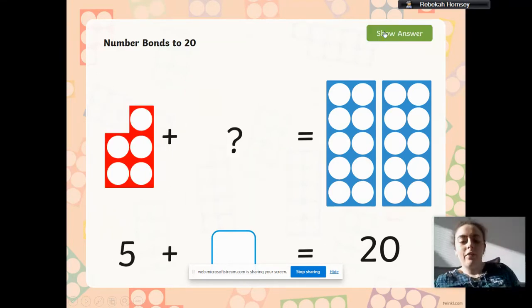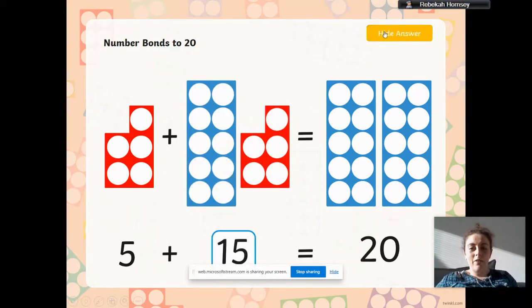Okay then, 5 add something equals 20. Have a think. Maybe get some things to count if you haven't already got them in front of you, or draw your dots. You need to make 20 by adding 5 to something. What could it be? Have a go. You had a look at that? Okay then, let's see. Did you get 15? Well done if you did.